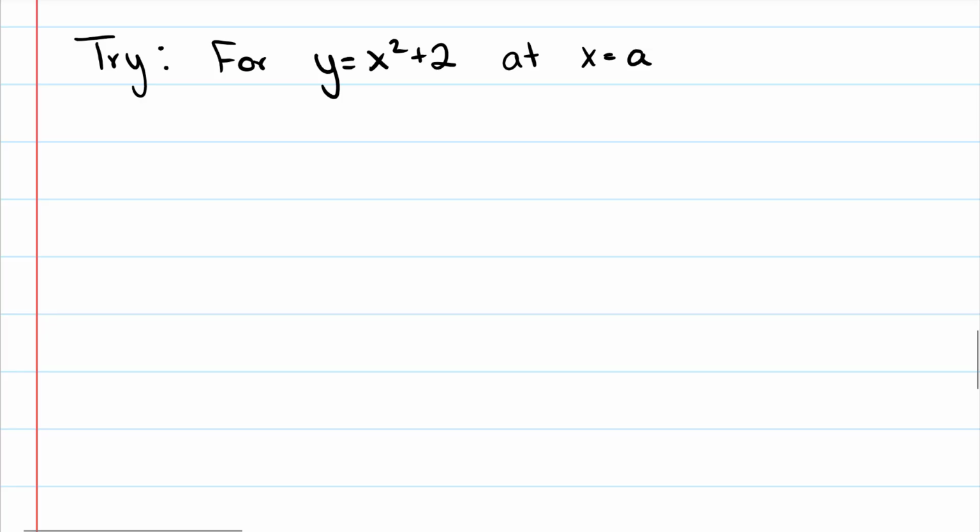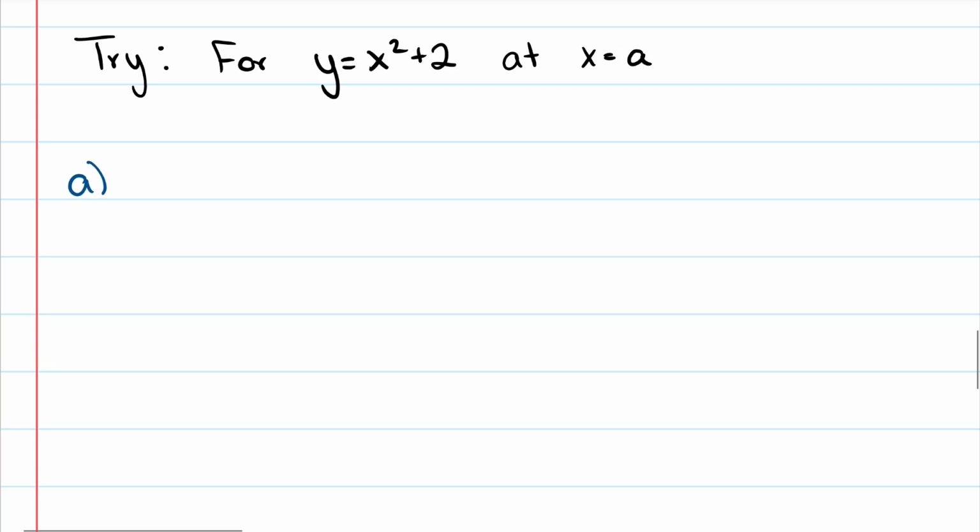So for the try example, what I want you to do is determine the slope of the line at any point x equals a, just like we did. And then I want you to describe the behavior of the slope for any value of a. So go ahead, pause the video, and give that a try. All right, let's work it out.